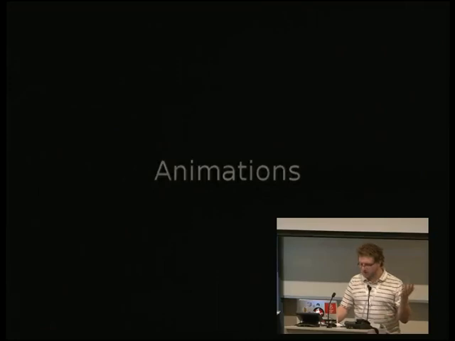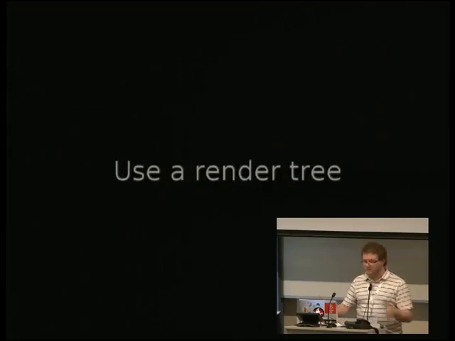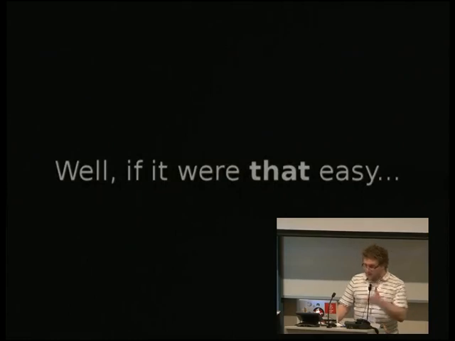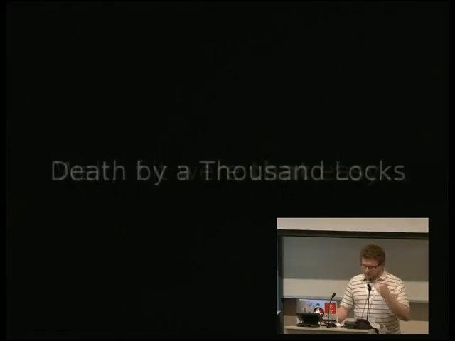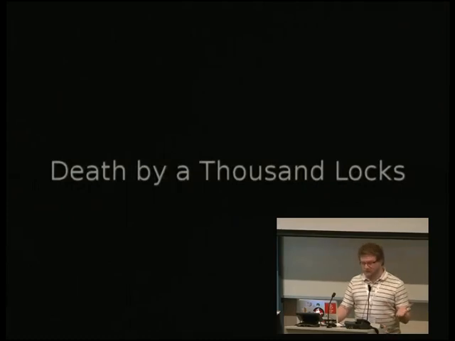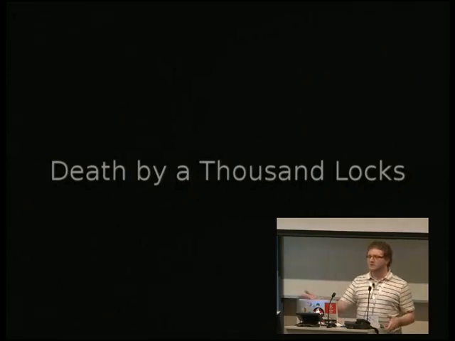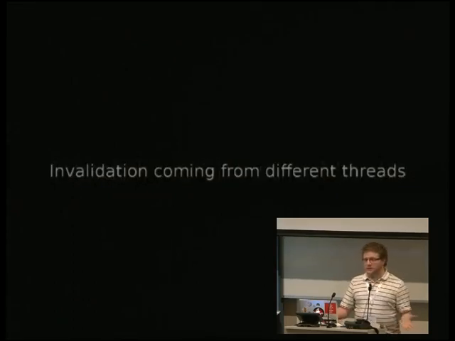You can do threading for animation. You can move the animations off the main thread. You can use a render tree so that only one thread is guaranteed to touch the GL state machinery. Well, it's really not incredibly easy, because threading introduces a lot of interesting issues. For instance, you start taking locks, so you start spending more time taking locks than actually doing your job. Or you start invalidating stuff from multiple threads and you have to synchronize stuff.